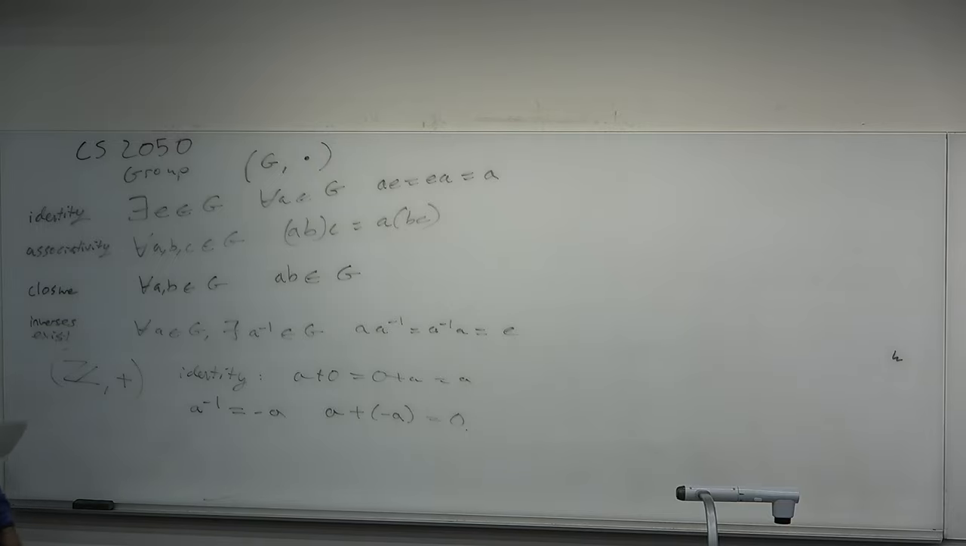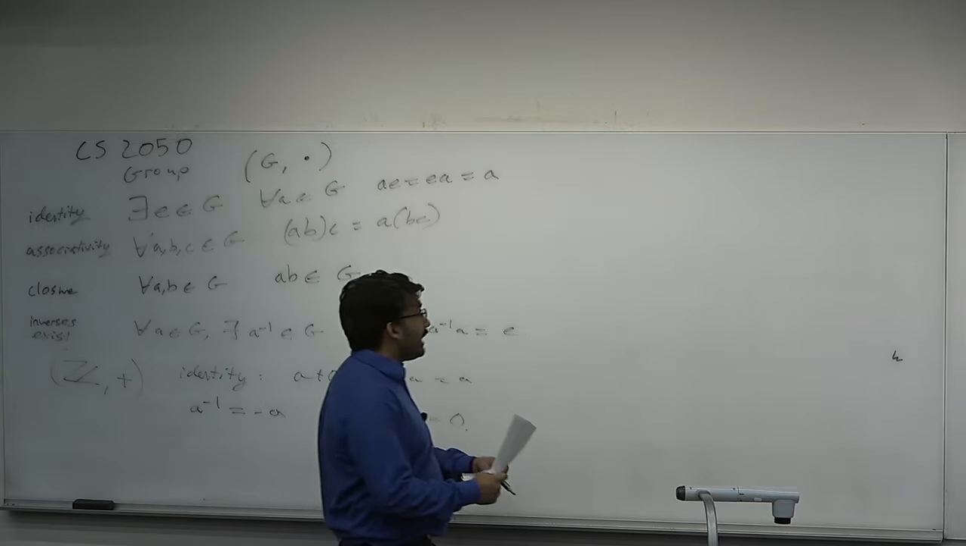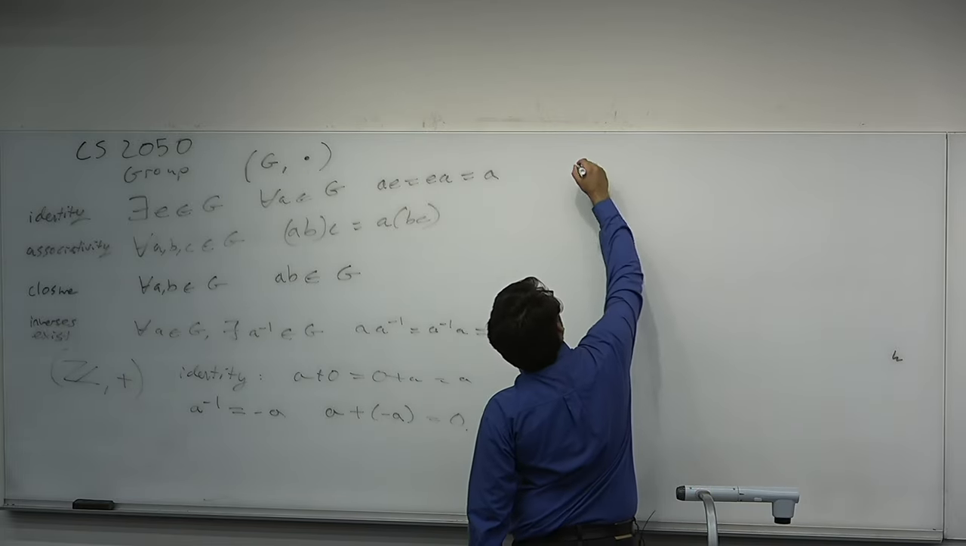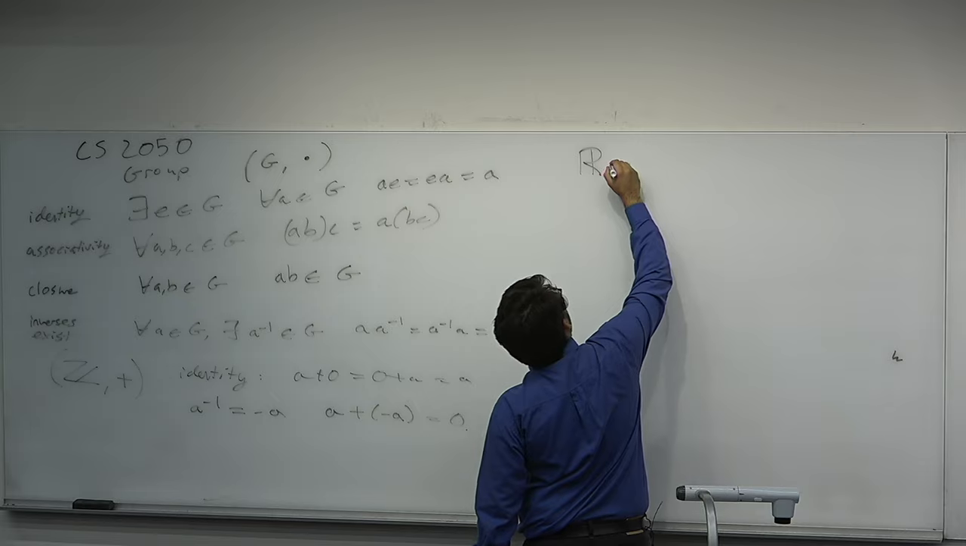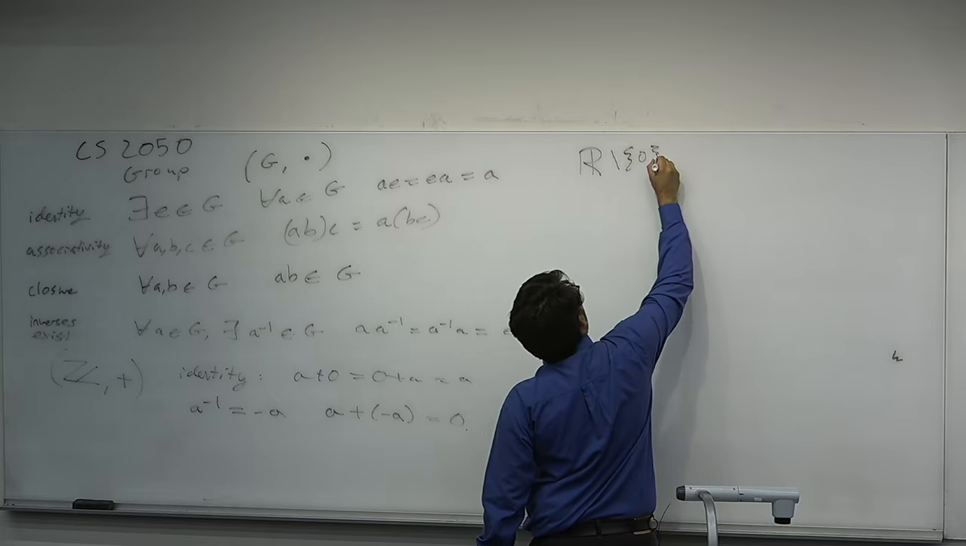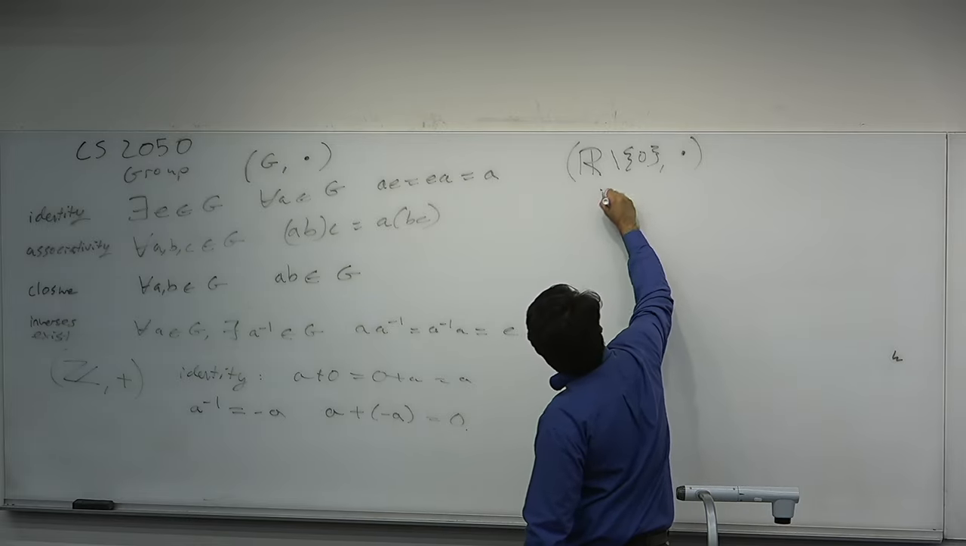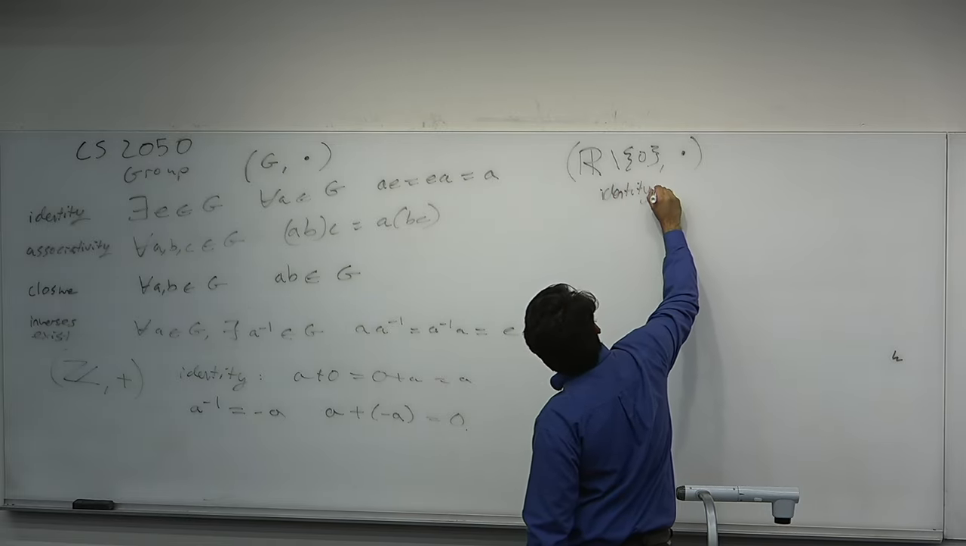But what about multiplication? Let's consider the real numbers without zero with respect to multiplication. Is this a group? What's the identity of the real numbers with respect to multiplication?